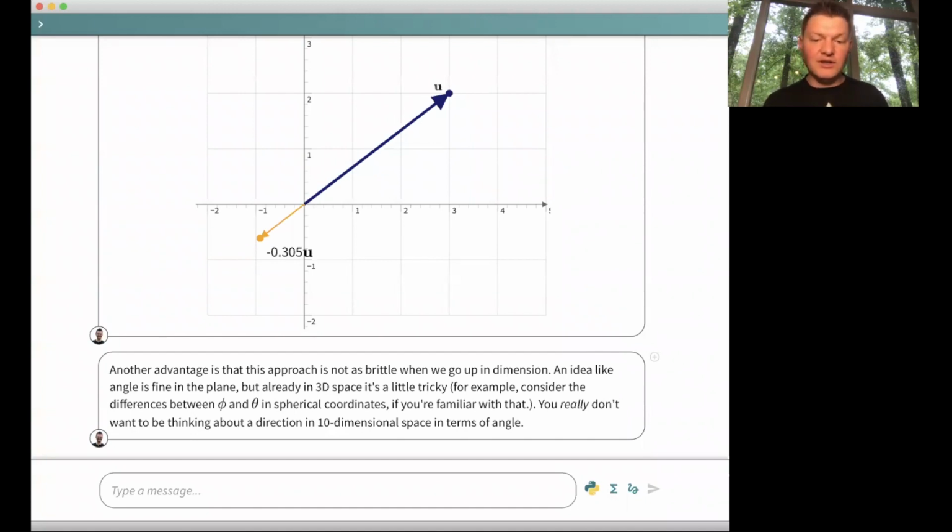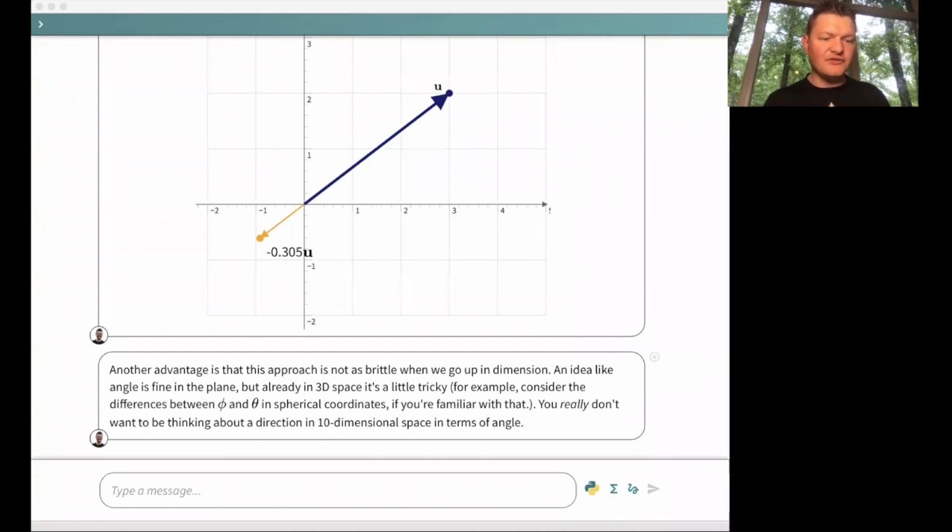And the complexity really grows as you go up in dimension. So you just really don't want to be thinking in terms of angles when you're in high dimensions. You want to be able to just say, here's a vector that runs in this direction, take a step in the direction of that vector, and that'll keep you on the line. That's a much better situation, this kind of parametric description that we just looked at.